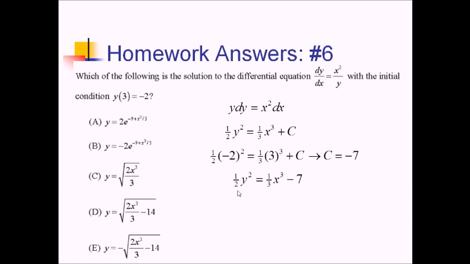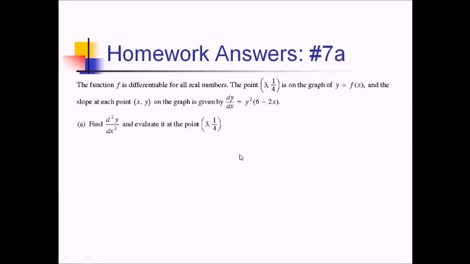So now we're going to solve for y. First, let's get rid of this 1/2 by multiplying everything by 2. So that's y squared equals 2/3 x cubed minus 14. Now I have to take the square root, and that means I'm going to have a plus or minus square root. But which branch should I pick, the positive or the negative? Looking at our initial condition, we see that we have an initial y value of -2, which means in general that y is going to have to be negative for this branch. So that means when I take my square root, I have to write y equals negative square root of all this stuff, which ends up giving me answer choice E.